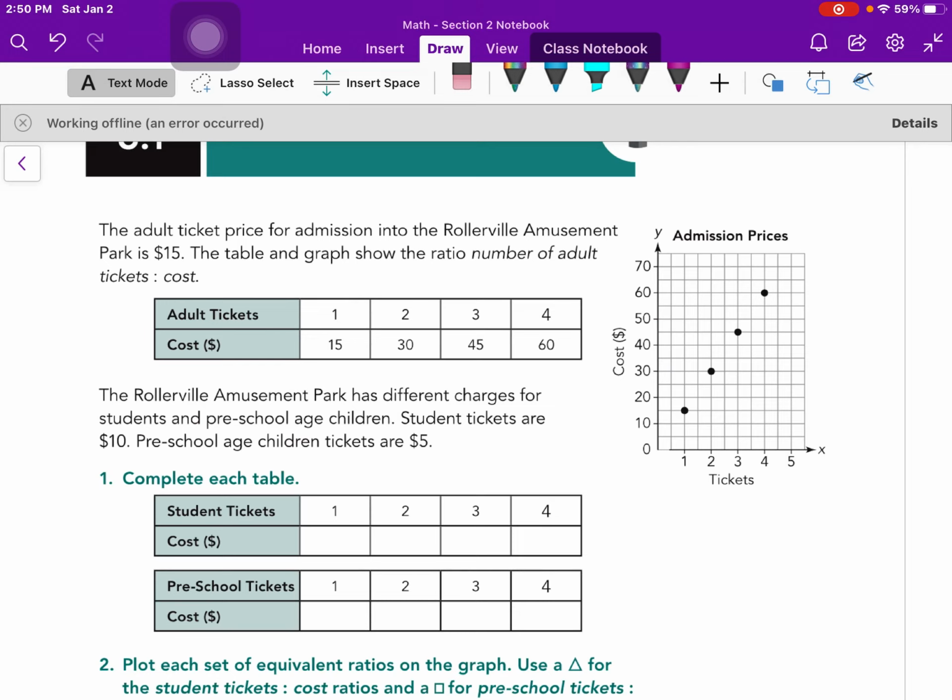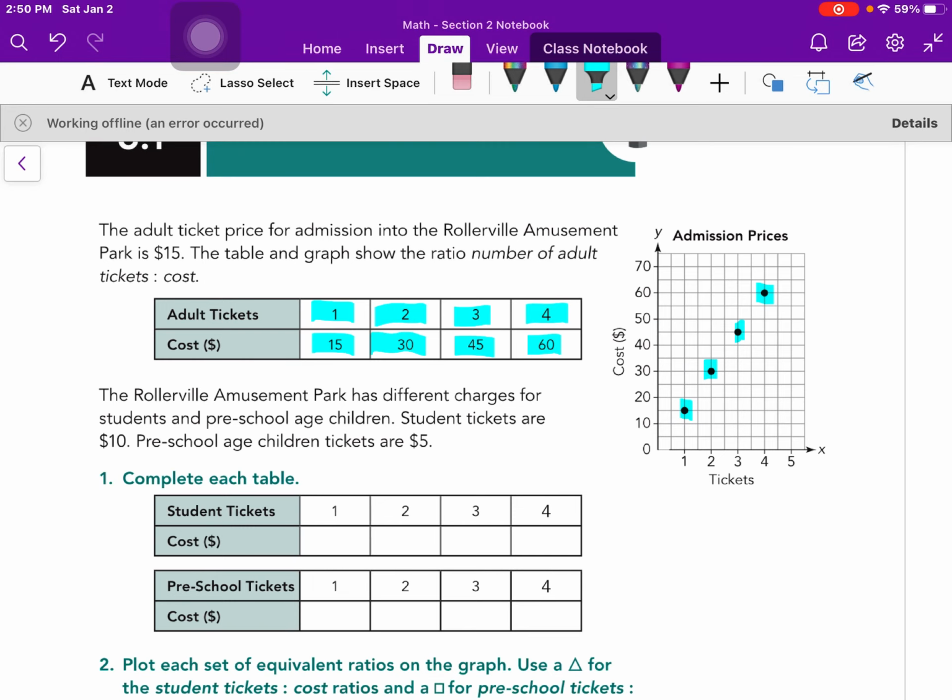The table and the graph show the ratio of number of adult tickets to cost. So you can see one adult ticket is $15, 2 of them cost $30, 3 for $45, and 4 for $60. We can also see it graphed over here to the right. And you can see the amount of each ticket price by the plotted point. 1 for 15, 2 for 30, so on and so forth.